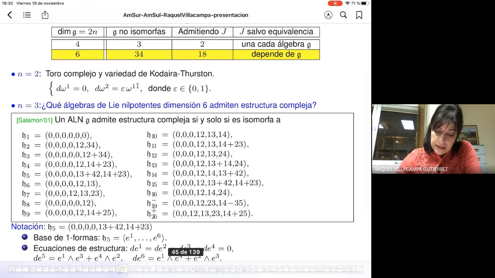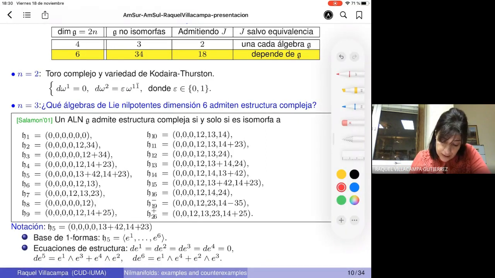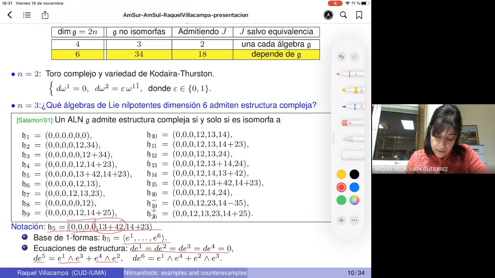For instance, in h5, we have this 6-tuple, which means the following. There exists a basis a1 to a6 such that the first two elements are closed, and now the differential of the fifth element is just the product of the first and the third, and the fourth and the second. Okay, this is 13 plus 42, and a similar thing for the other, 14 plus 23. Okay, so these are the 18 Lie algebras.